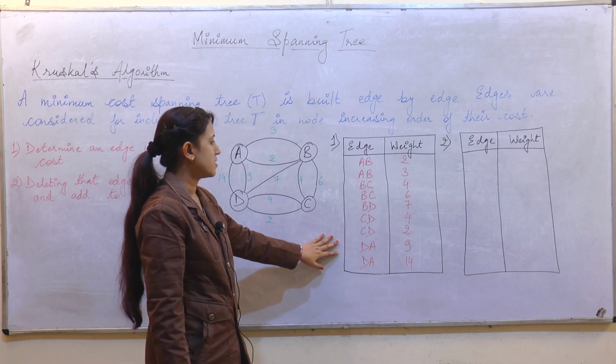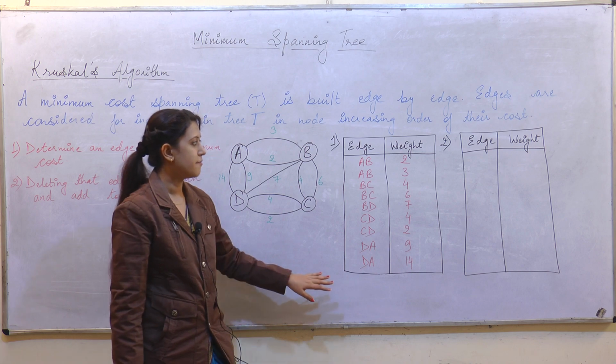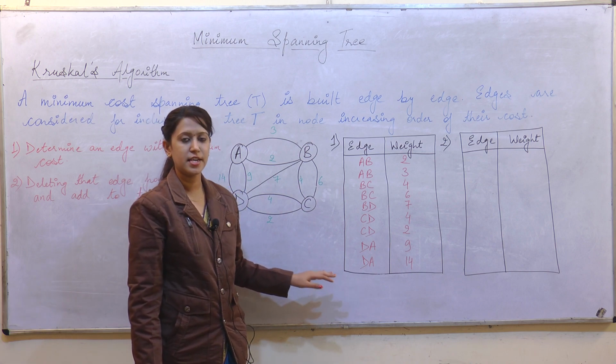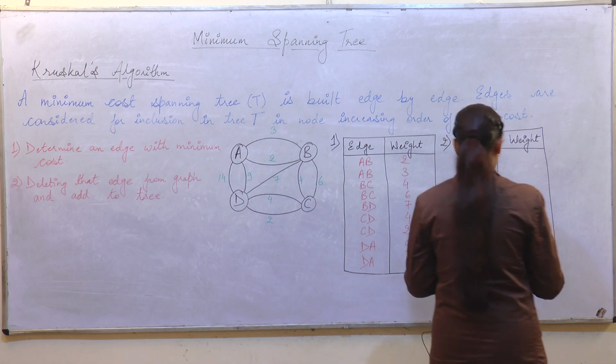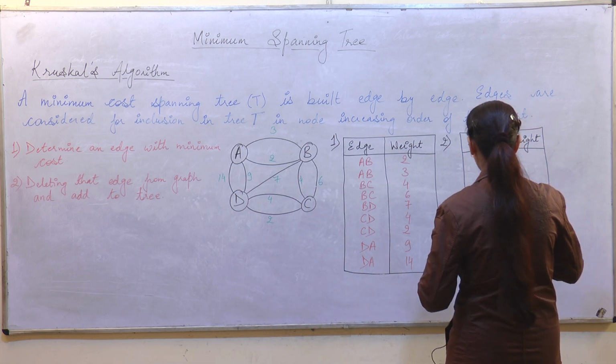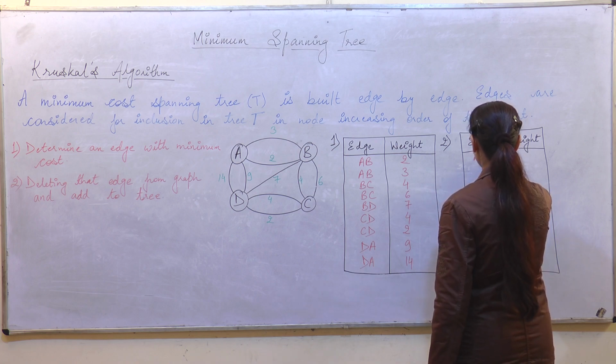From this first table, now we will create another table with the weight of all the edges in increasing order. That means we will write down the weight of different edges in increasing order.